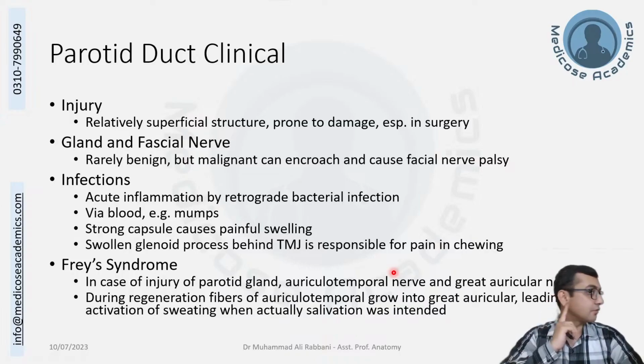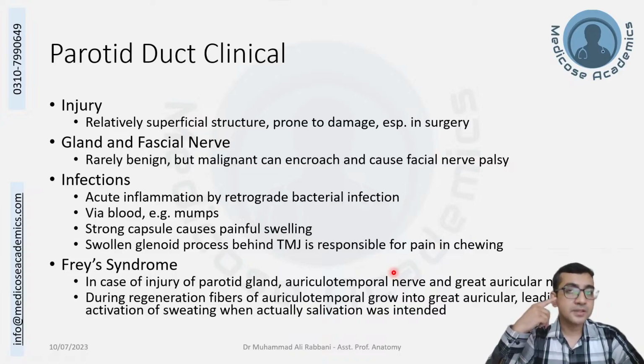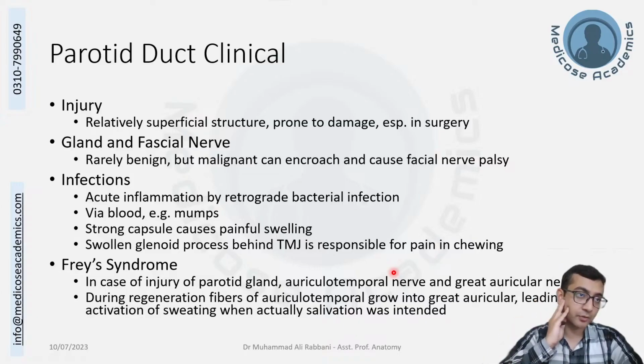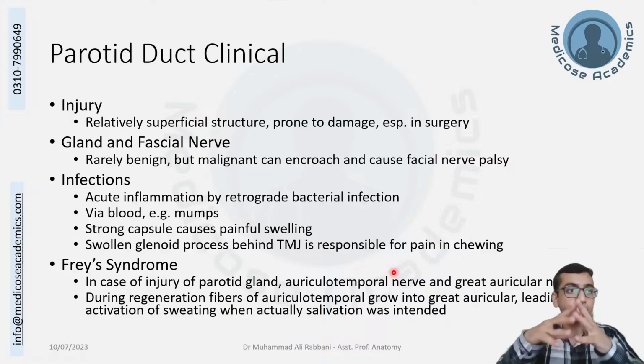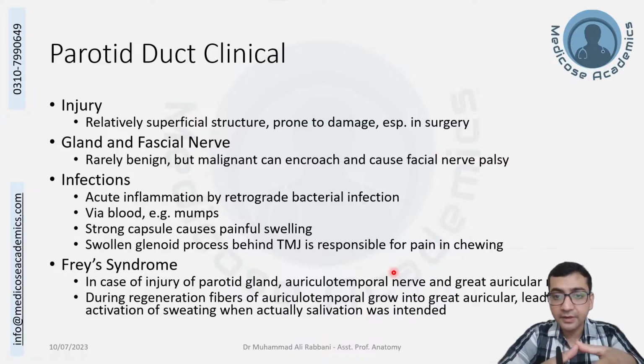And then the greater auricular nerve, the sensory nerve from the cervical plexus, was coming right here. The greater auricular nerve was sensory, and it was supplying the sweating areas, the sweat glands and skin of the area over here, over the angle of the mandible. The auriculotemporal nerve, on the other hand, was carrying the parasympathetic fibers that will activate the parotid gland.